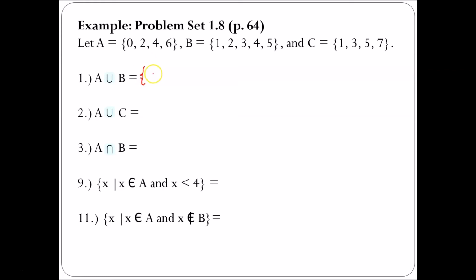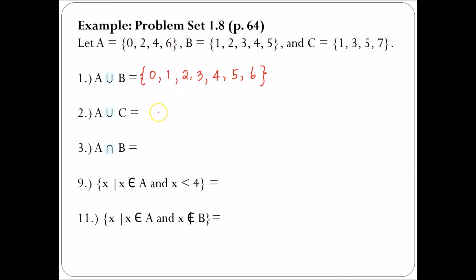So the elements of A union B are 0. Let's write them in order: 0, 1, 2, 3, 4, 5, and 6. So we just take the numbers from A and B.